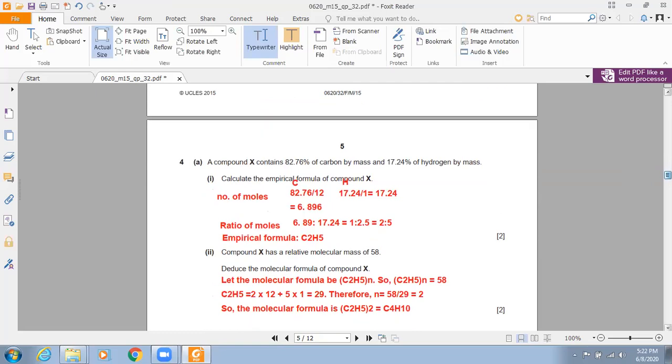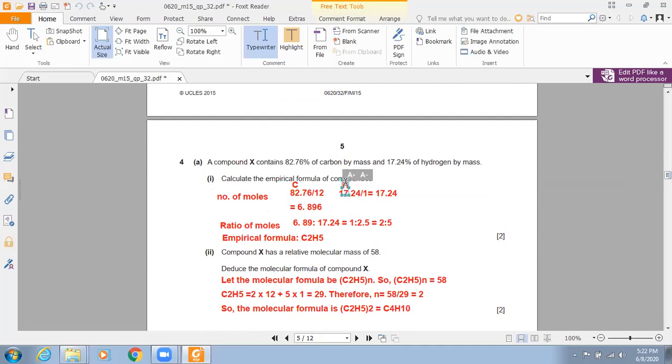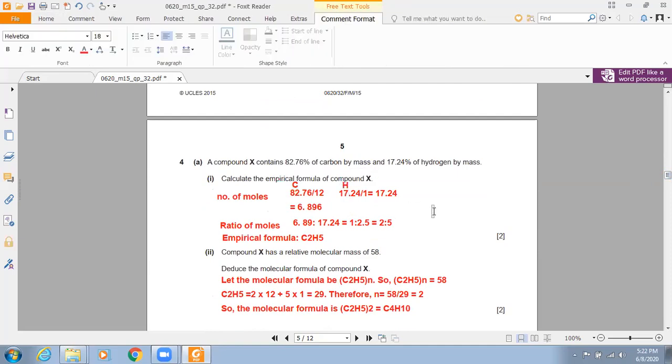A compound X contains 82 point. Okay, so look at this. Calculate the empirical formula of the compound. So you have to make a table. I have shown the calculation here: number of moles of carbon, number of moles of hydrogen. So how can you do that? The mass divided by relative atomic mass will give you number of moles. So number of moles for both are found here.